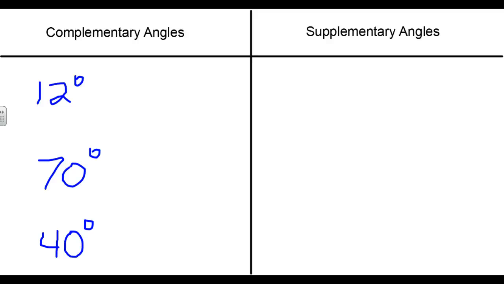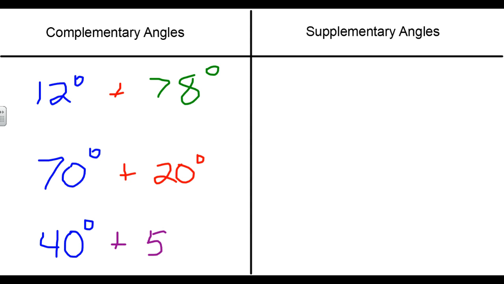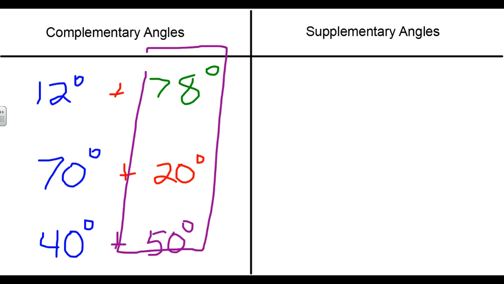So if we already have 12 degrees, and we want to get to 90, well, we can take 12 away from 90, and 90 minus 12 is 78. So the angle that is complementary to 12 degrees is 78 degrees. If we already have 70 degrees and want to make it to 90, well, all we need is to add 20 more, and we'll get to 90 degrees. And the same thing is true for 40. We only need 50 more degrees to get to 90.